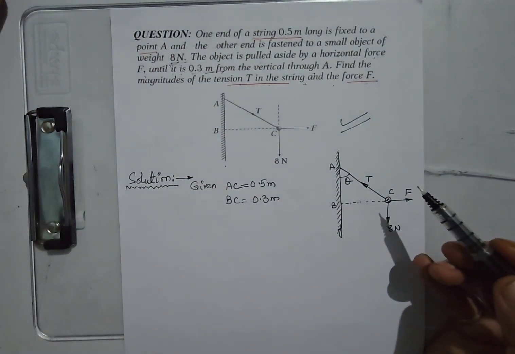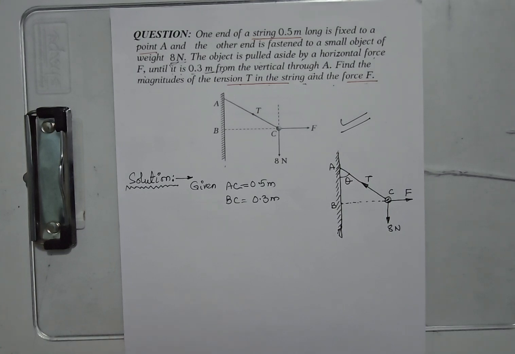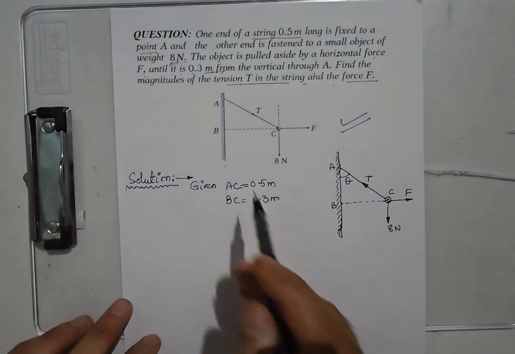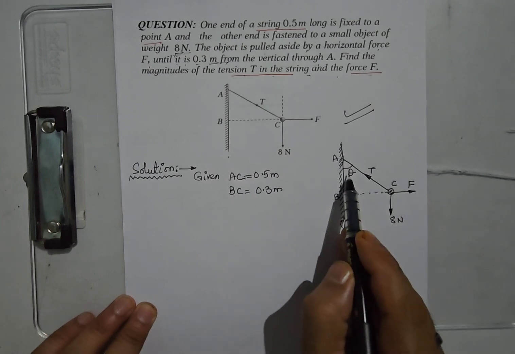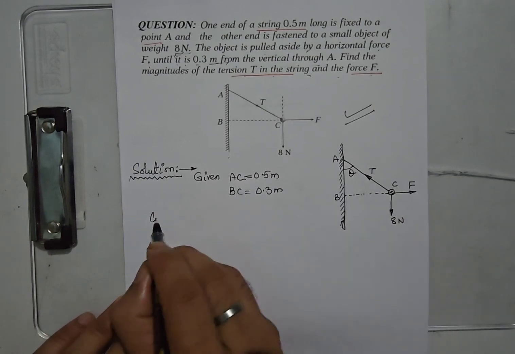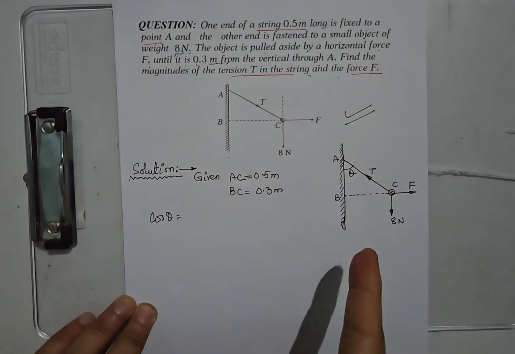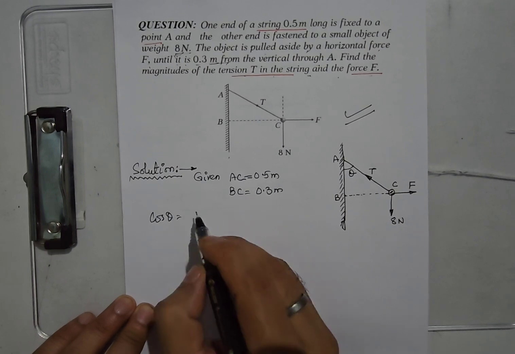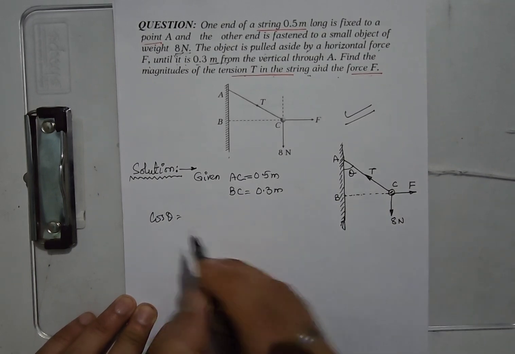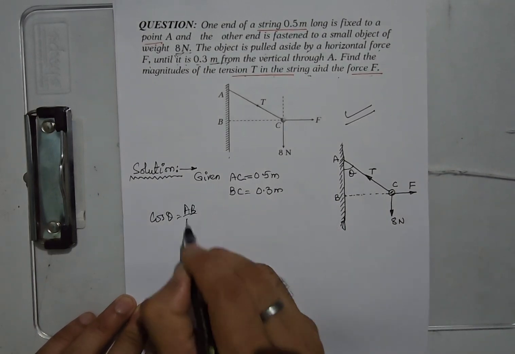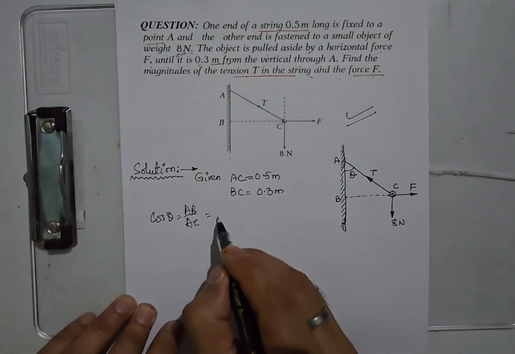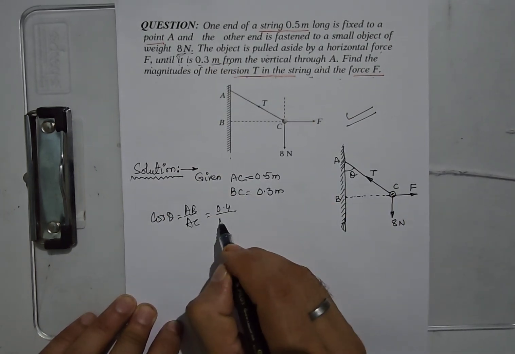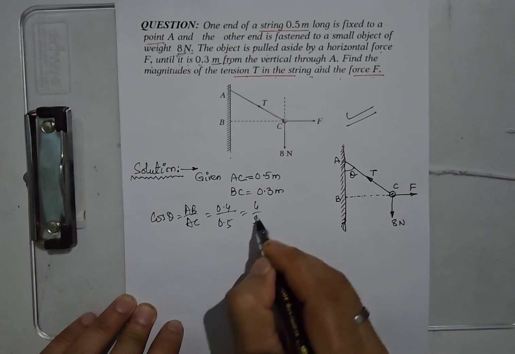Now, how to solve this? See, this problem would be very simple if you calculate the values in a simple trigonometric way. Let us see this diagram. This is theta. Now we can calculate cos theta first of all. Cos theta is equal to AB upon AC. As per the question, this AB upon AC is nothing but 0.4 upon 0.5, so this would be 4 upon 5.